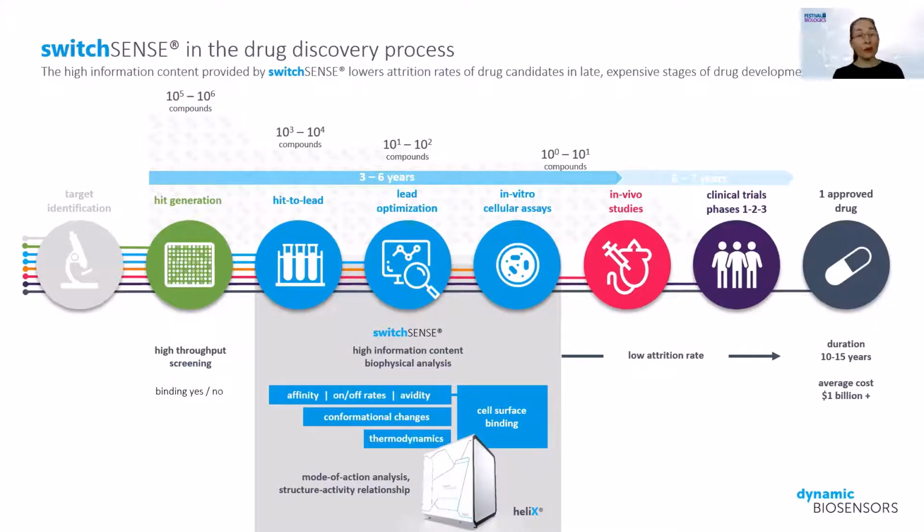For everyone who has not heard about switchSENSE before, this is technology specialized in interaction analysis. The analysis of on and off rates as well as conformational changes positions the technology in the preclinical drug development. The high information content and quality of data is especially well suited for the lead identification and optimization. Our newest developments, which you will see during this presentation, are now spanning into in vitro cellular assays, providing even more binding and specificity information on drug candidates before entering the more expensive in vivo studies in animals and humans.